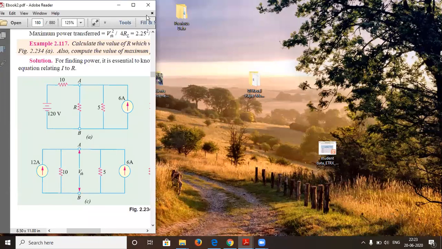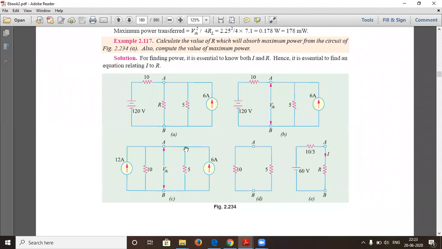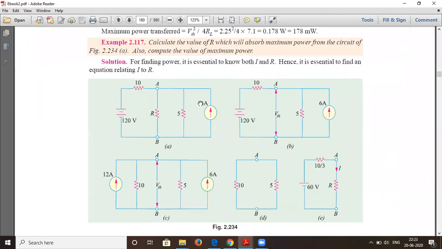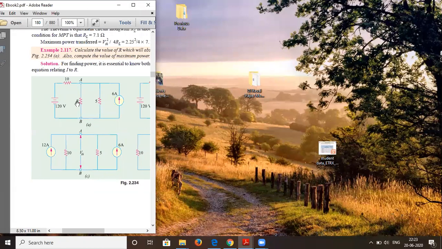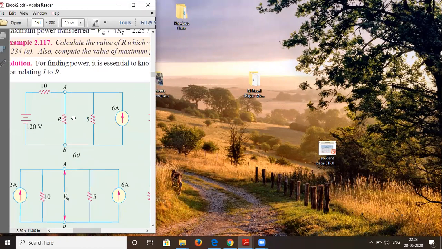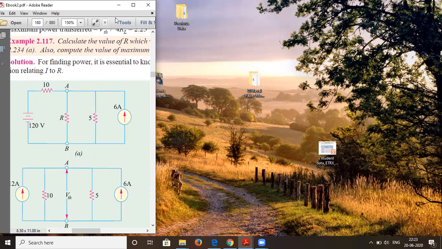We'll consider one numerical example from the ebook by B.L. Theraja. Here in this numerical, we are supposed to find the value of R which will absorb maximum power from the circuit, and we also need to find the maximum power flowing through R. So let us open LTspice.